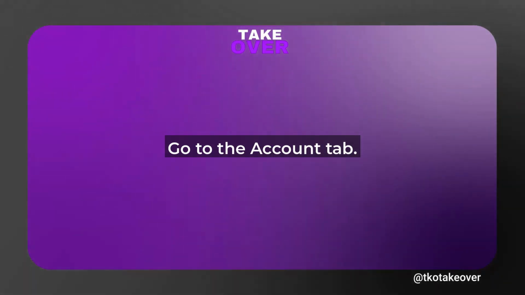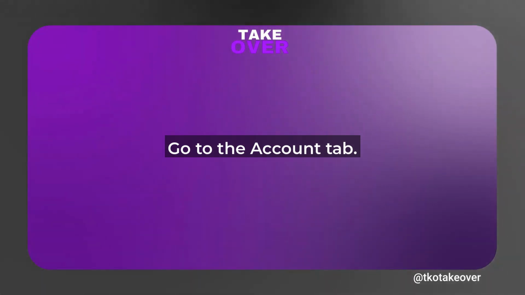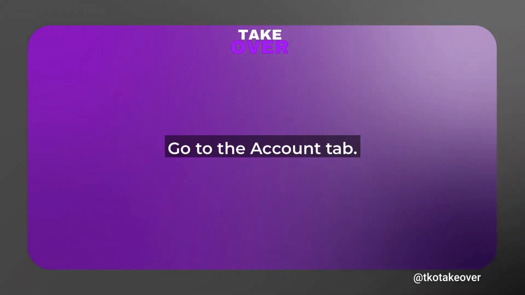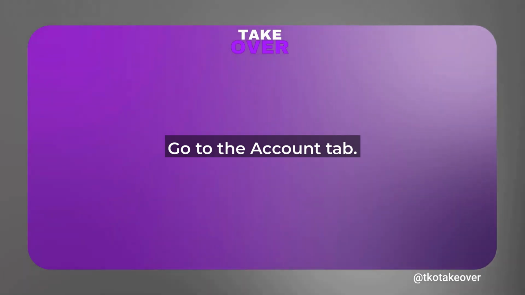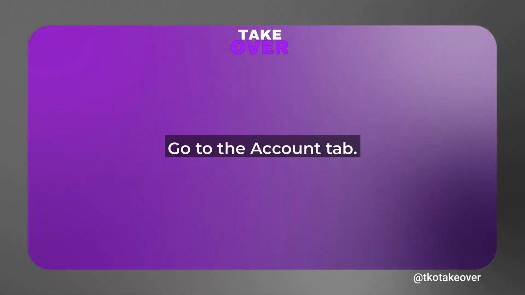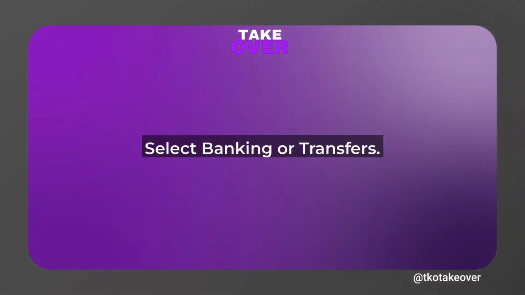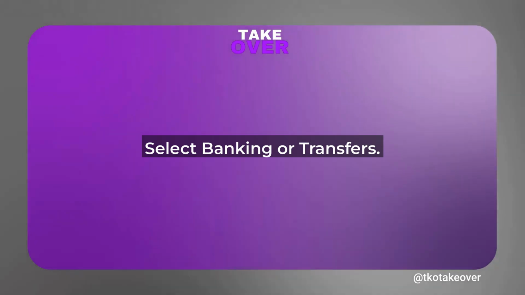Let's dive in. First off, make sure you're logged into the Robinhood app or website. If you don't have it yet, download the app from your phone store. It's free and user-friendly. Once you're in, head to the bottom of the screen on the mobile app and tap on the Account tab. On the website, look for the account icon in the top menu.